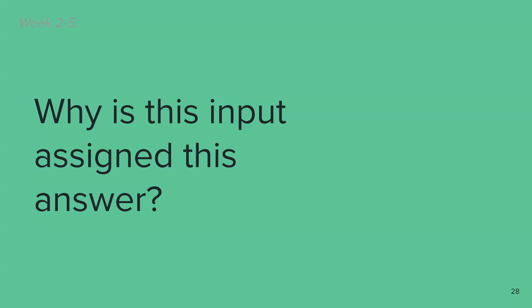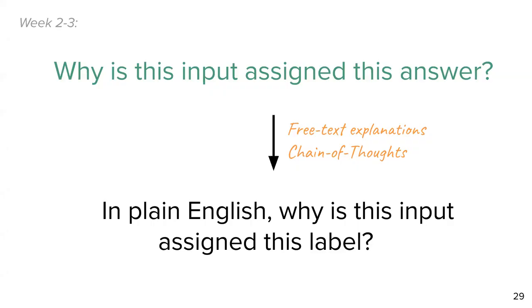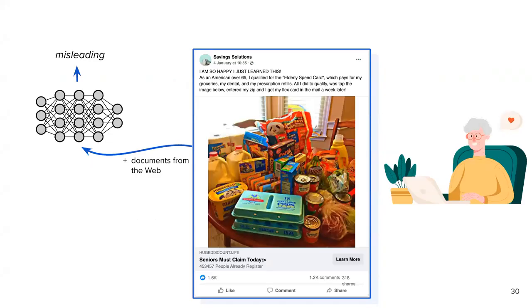All right, so once we learned what our model is, how to train it, how to get uncertainty values out of it, we are going to move on to answering the question, why is this input assigned this answer? And we are going to spend about 4 weeks just on this question using different techniques. And our first technique is going to be something called free text explanations, or these days known as chain of thoughts. So these techniques just give us in plain English the answer to why is this input assigned this label. And I will just illustrate this with an example.